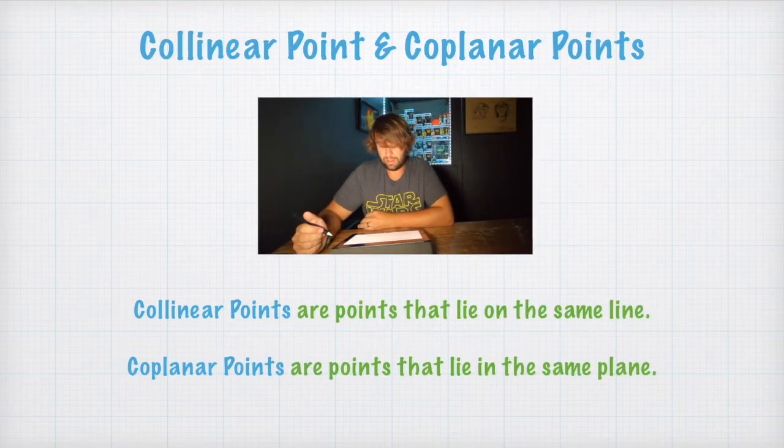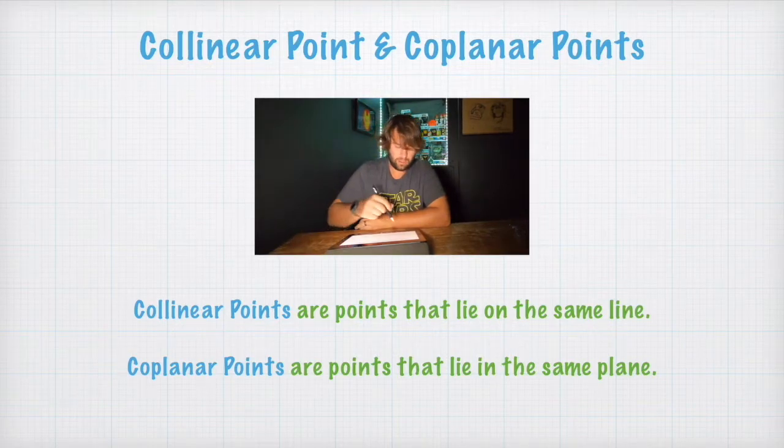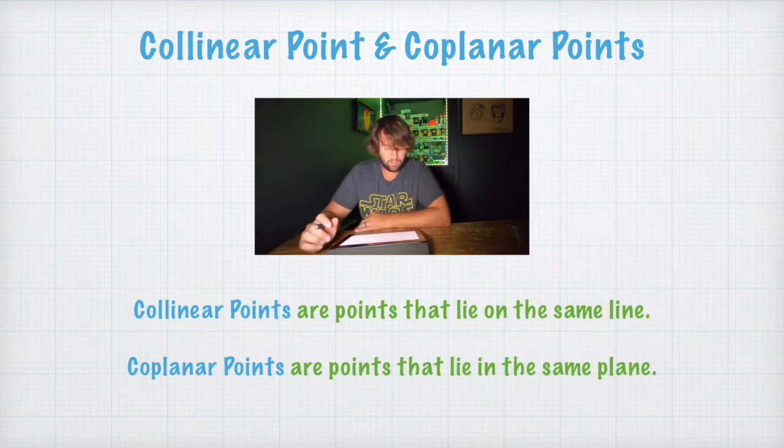So, collinear points and coplanar points. Collinear points are points that lie on the same line. Because if you notice, it has the base word linear, meaning line. Coplanar has the word plane. Coplanar points are points that lie in the same plane.